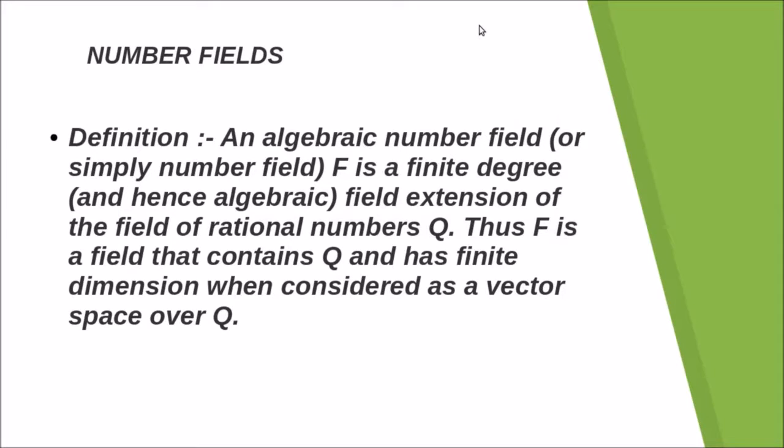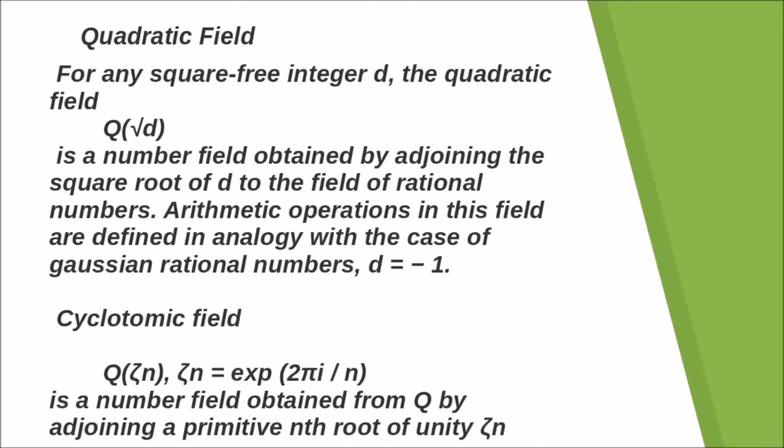Okay. So let's talk about number fields now. Let's start with the definition. An algebraic number field F is a finite degree field extension of the field of rational numbers Q. Thus F is a field that contains Q and has finite dimension when considered as a vector space over Q. Now we will talk about two basic fields, quadratic fields and cyclotomic fields.